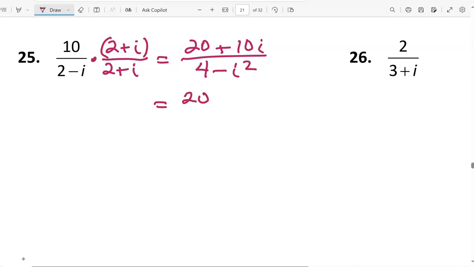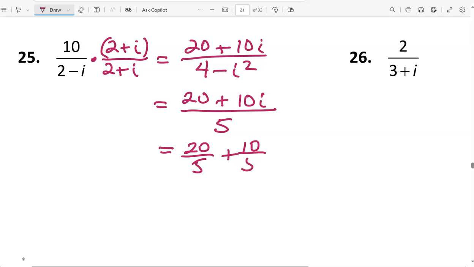So we have 20 plus 10i divided by, and since i squared is negative 1, 4 minus negative 1 will give us a denominator of 5. So now we have 20 divided by 5 plus 10 divided by 5 times i, which is 4 plus 2i.